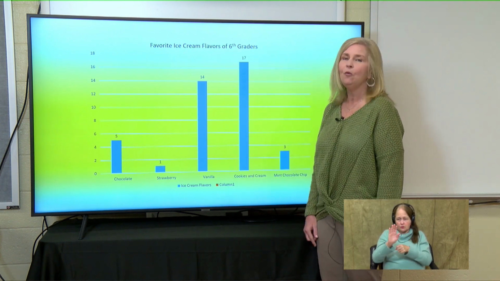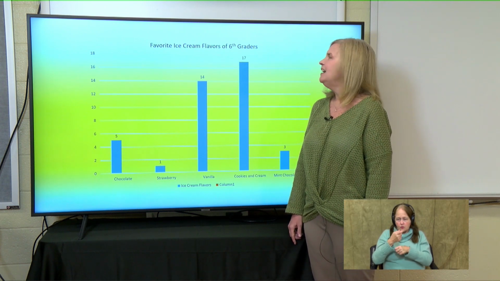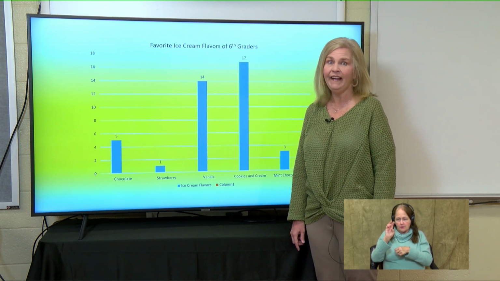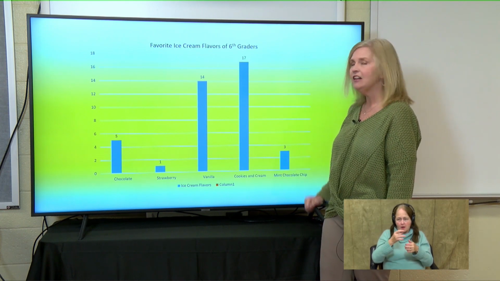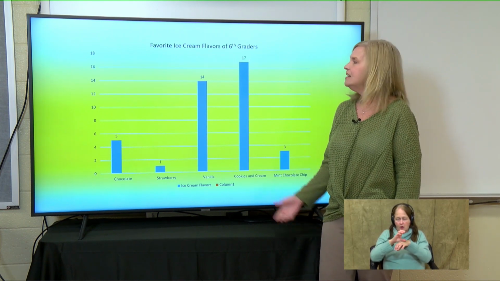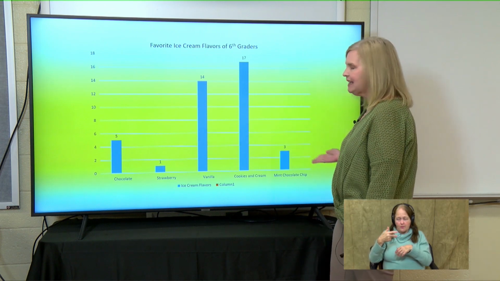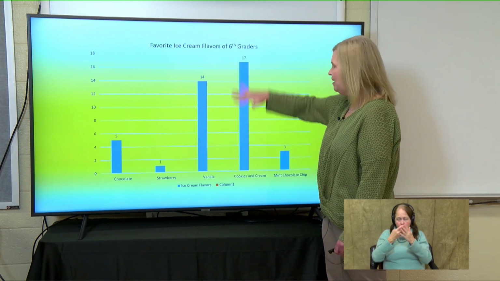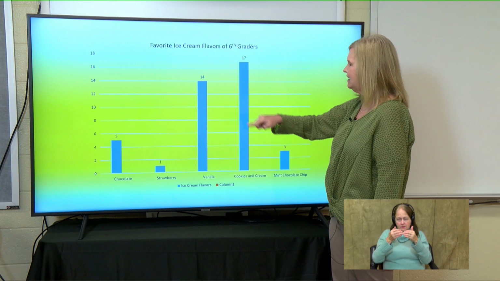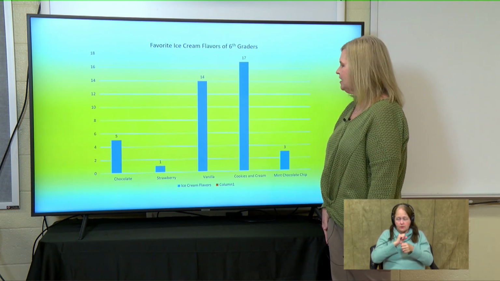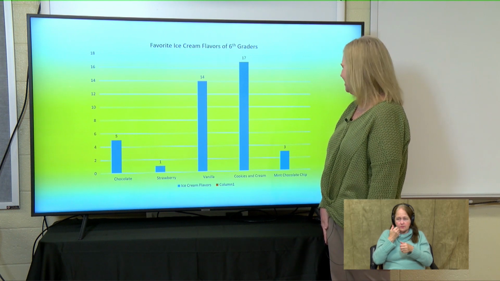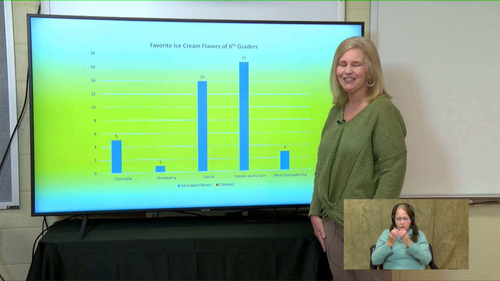Cookies and cream, which I kind of predicted, is 17. It won. It has the most liked ice cream. And then mint chocolate chip was 3. So in our survey, when you put it in a chart or graph, it makes it easy to see who likes which ice cream best. And this was the result from just about a classroom full of my students.